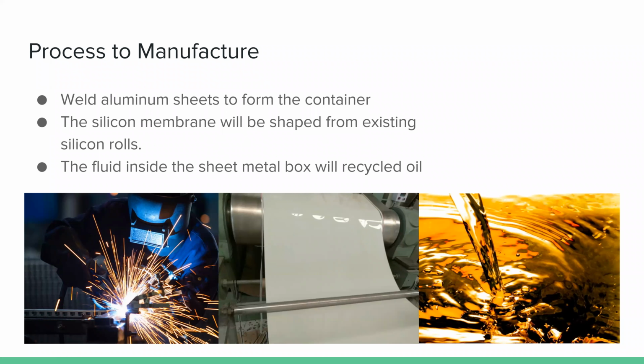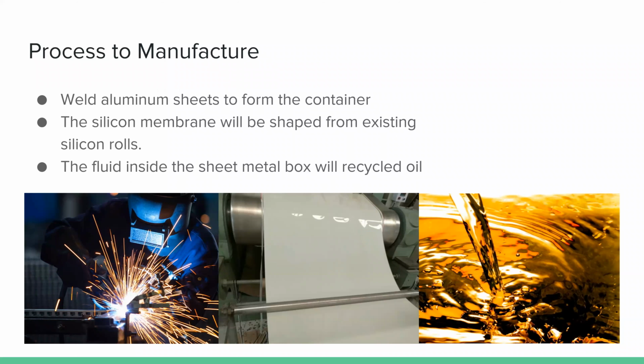Process to manufacture the box. The aluminum sheets will be cut to dimensions and joined together by welding. In industry, silicon can be obtained in the form of rolls. The material from the silicon rolls will be cut to shape to form the dangling bag and the bag attached to the lid of the box. The thick liquid inside the aluminum box will be cooking oil, and it will be inserted into the box by valves that will be made on the aluminum box and lid.